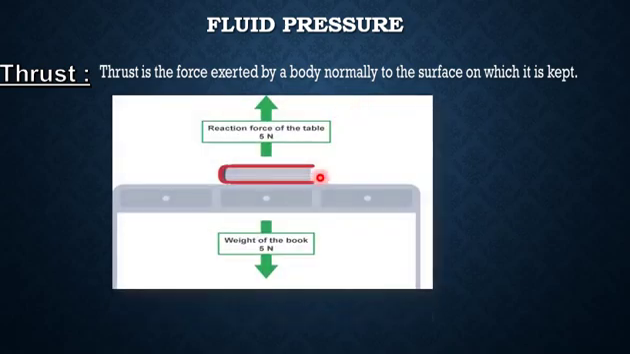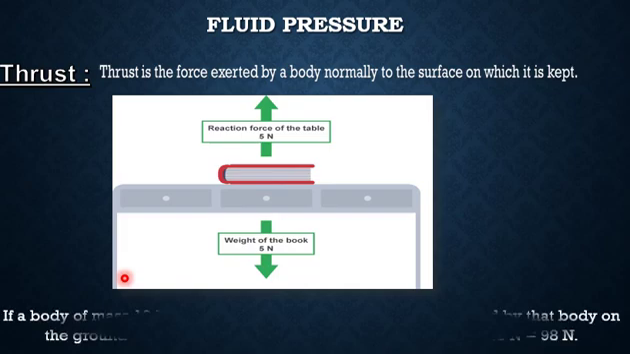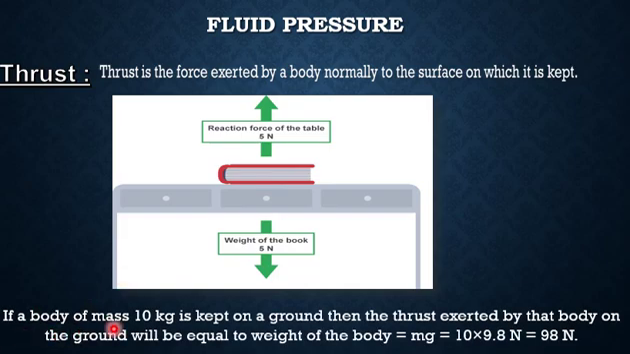As you can see in the diagram here, this book is kept on this table, and the weight of the book, which is acting downwards, is 5 Newton, for example. As a result, the book also experiences a reaction force from the table which is equal to the weight of the book, that is 5 Newton. This is what we get from Newton's third law of motion. Now the thrust exerted by the book on the table will be equal to the weight of the book, that is 5 Newton.